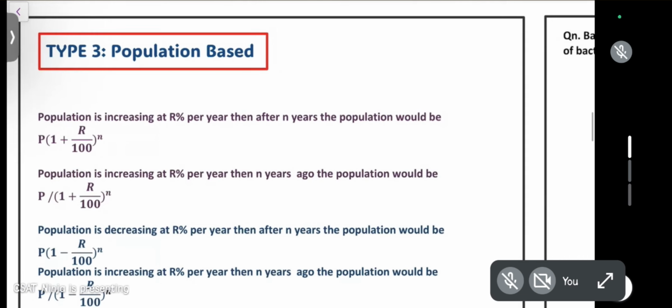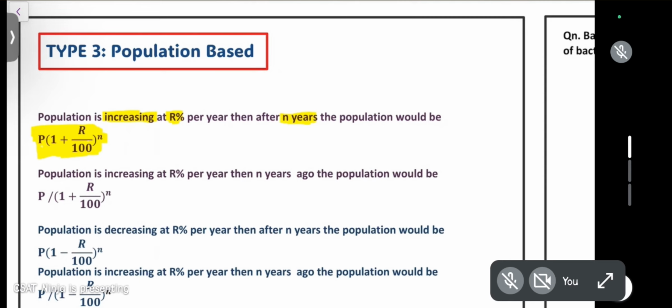When we talk about population based, it is somewhat similar to compound interest. So I'll give you some certain formulas and let's try some questions. If a population is increasing at R% per year, then after n years, the population would be this one. You need to memorize this formula. There is a logical approach to this type of question, but it's very complicated, so I'll just give you a formula that's much easier.